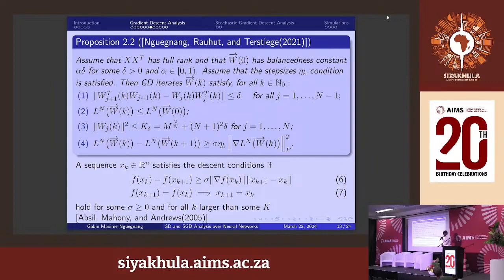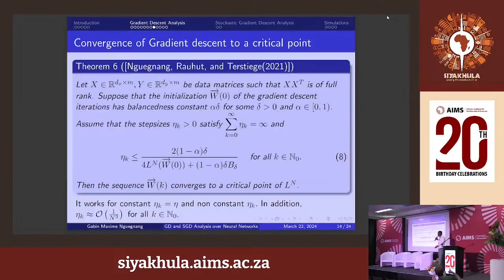Absil was able to show that if this condition is satisfied, while analyzing or minimizing an analytic function, you have two scenarios. Either your algorithm will escape to infinity or the limit will exist. Given that in this proposition you already guarantee that the iterates will stay bounded, applying the theorem of Absil already provides the limit of gradient descent.